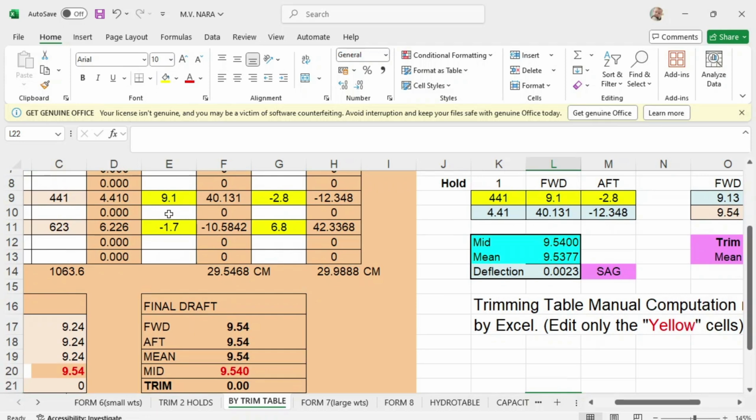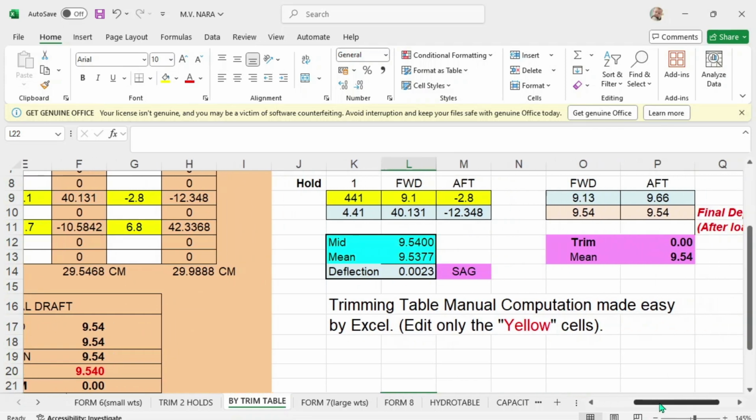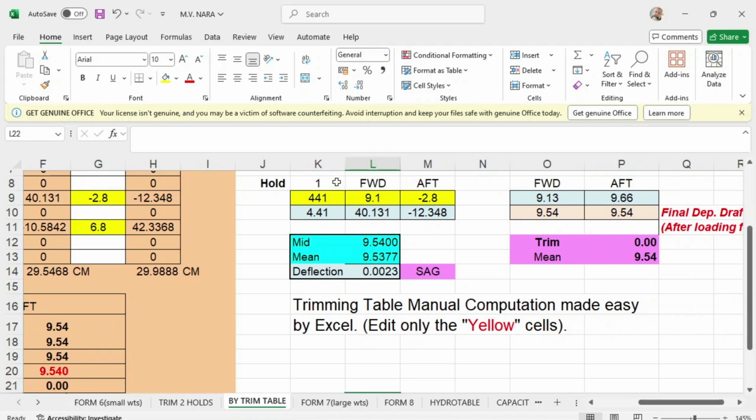Apply the correction forward is 9.1 and up correction is negative 2.8. So once you have loaded this value on hold number 1, your drop will be forward 9.54 and up drop will be 9.54, and your trim will be 0 and your mean drop is 9.54.